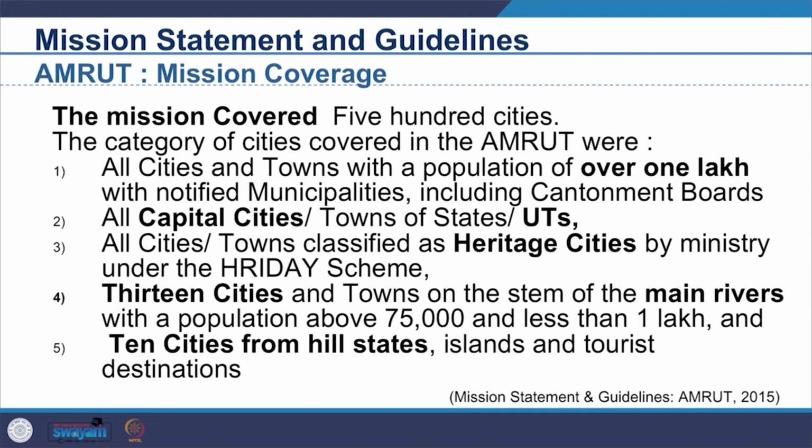All cities and towns classified as heritage cities by the ministry under the Hriday scheme. 13 cities and towns on the stem of main rivers with a population above 75,000 and less than 1 lakh, if they are not included in number 1. 10 cities from hill states, islands and tourist destinations with a limitation of 1 from each state. So, that was about the coverage of the AMRUT mission.